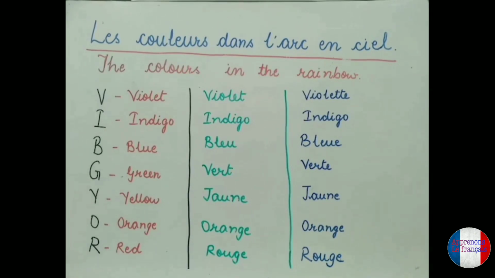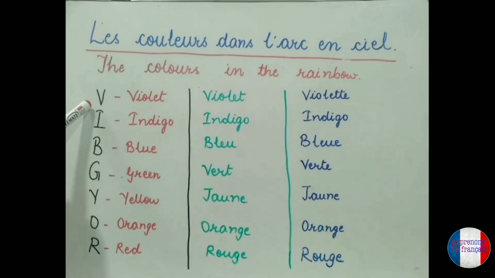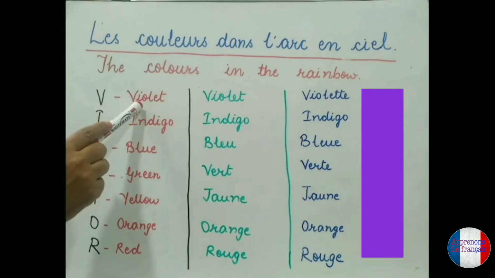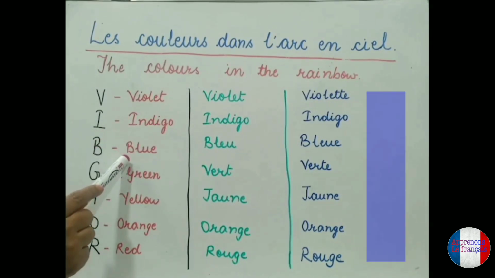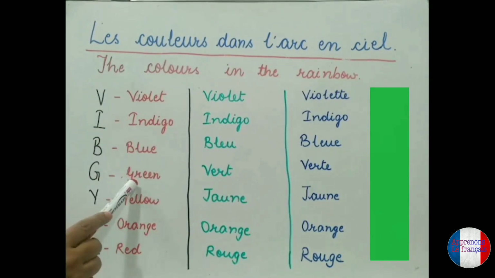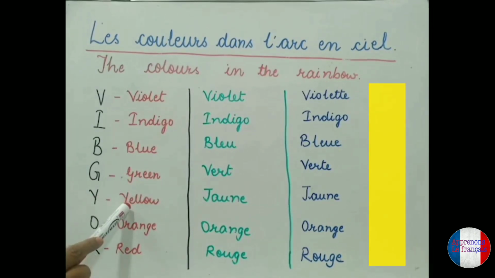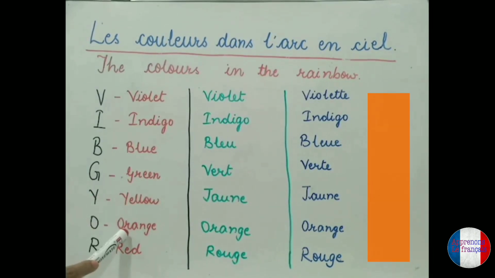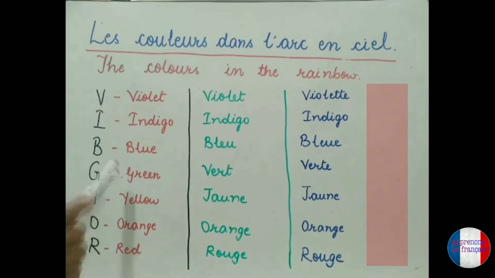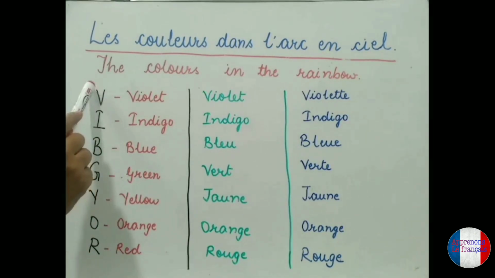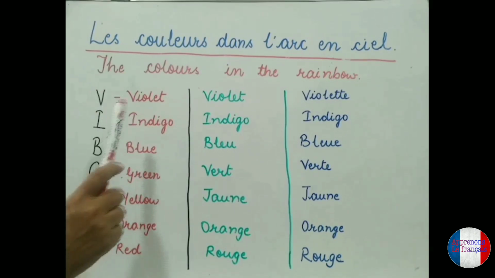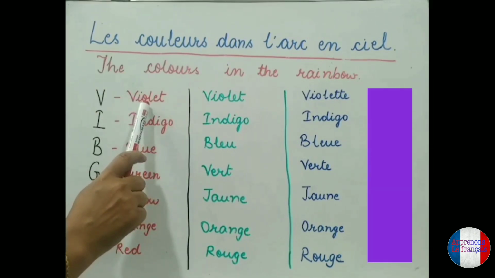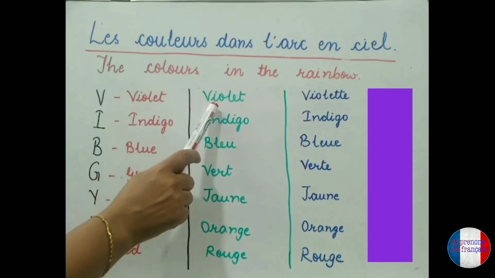Vibgyor. So with V, the color is violet in English, and I, that is indigo. With B, it is blue. G stands for green. Y stands for yellow. O is for orange, and R is for red. So it was easier to remember this way. Now I'll tell you how these colors are called in French. The violet in French is violet.